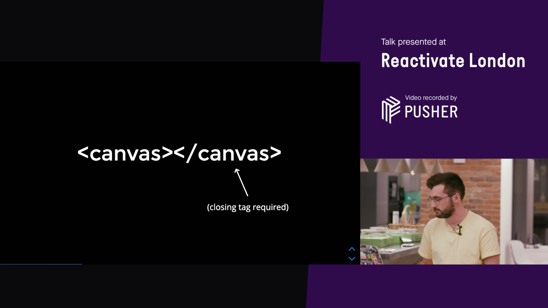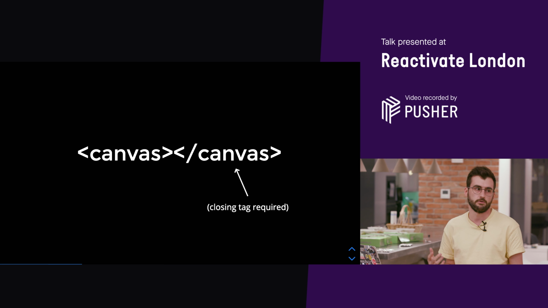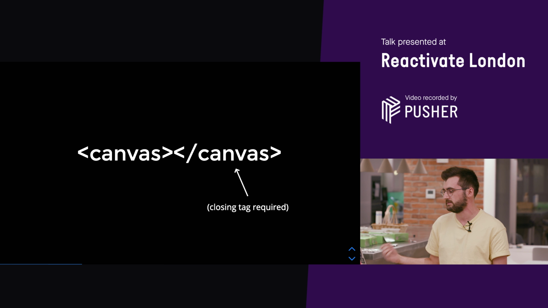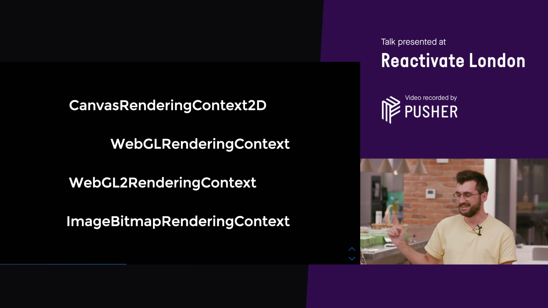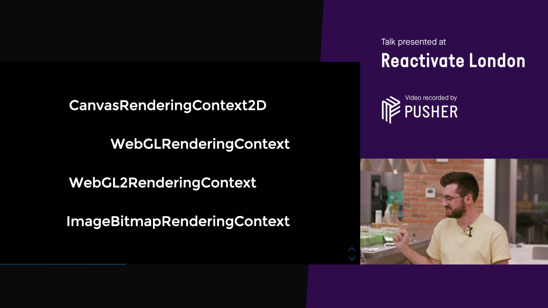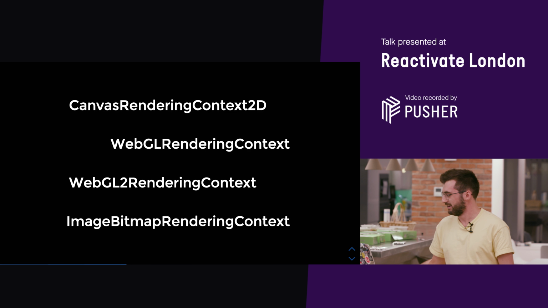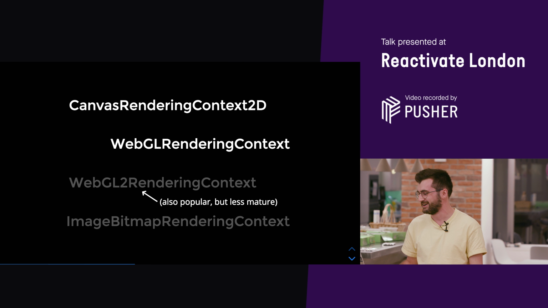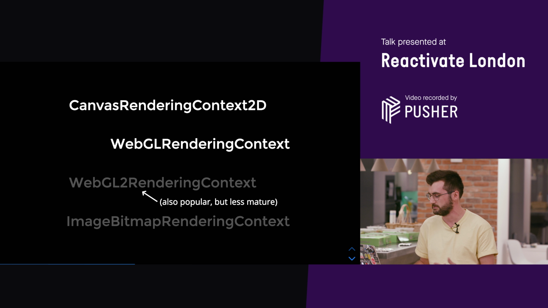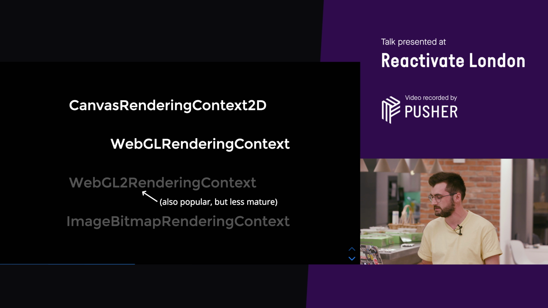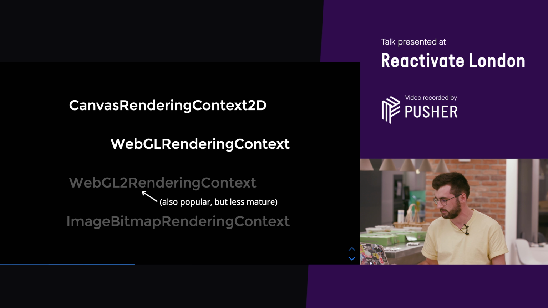Canvas: the closing tag is required. Canvas is an API which exists in the form of this one HTML element, and you pair it with a JavaScript drawing context. These drawing contexts look like this. These are their actual names. But the two most popular are the rendering context 2D and the WebGL renderer. WebGL 2 is already here, but it's less mature, and people are kind of avoiding adopting it for a little bit, just because there are little hiccups here and there.